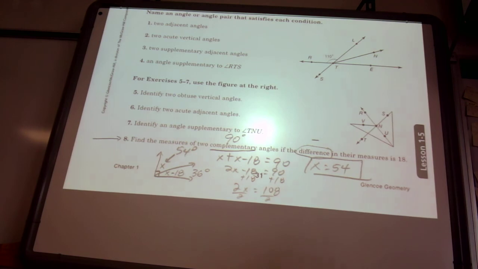So it's really not that hard. It's all about setting up. You had to know complementary angles. You had to know what difference was. You had to know that the angles had a difference of 18. And we set it up and we solved. Very doable. You're each capable of that. All right. We will work through some word problems together.